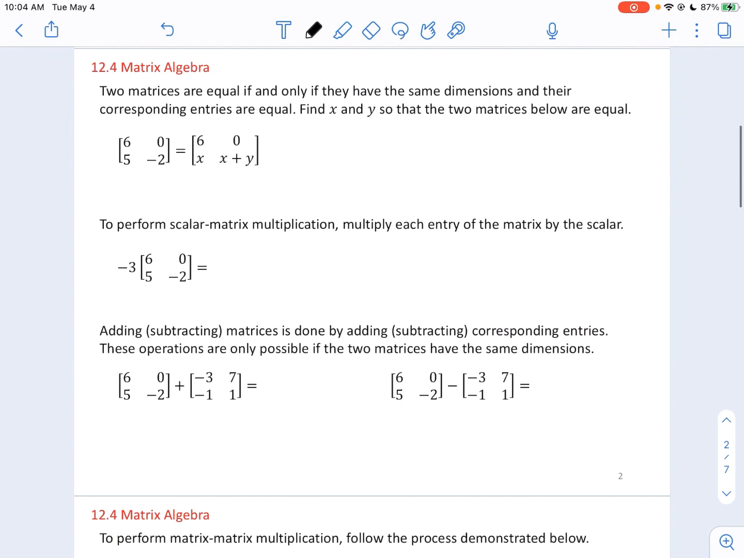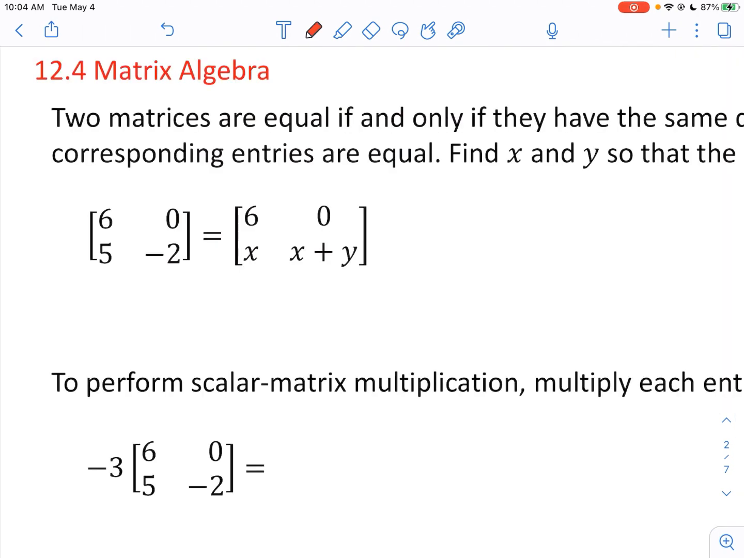Now, 2 matrices are equal if and only if they have the same dimensions and their corresponding entries are equal. Find x and y so that the 2 matrices below are equal. Okay, well, the first matrix is certainly a 2 by 2, 2 rows, 2 columns, and the second matrix is also a 2 by 2. Now, the first rows are already identical.